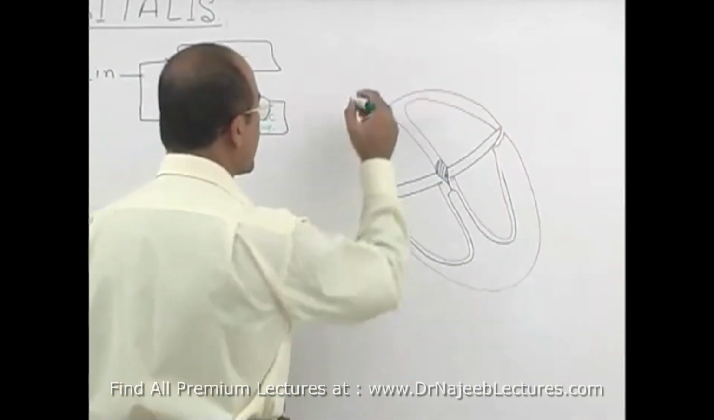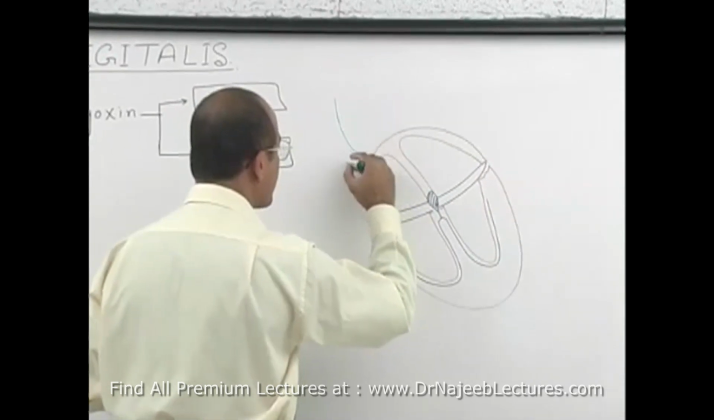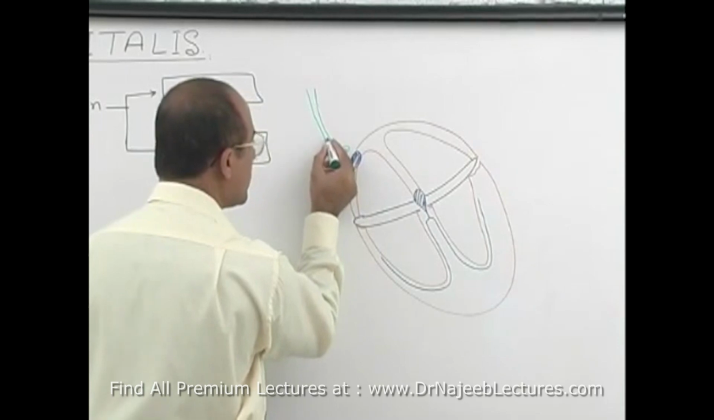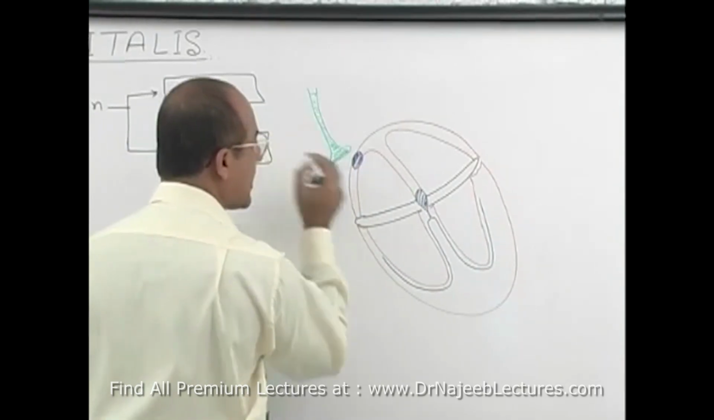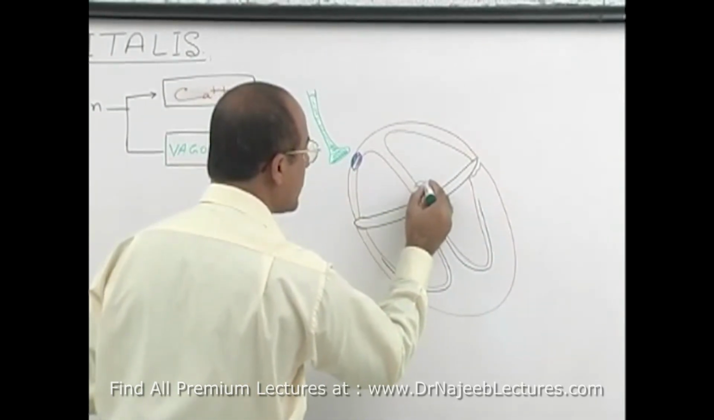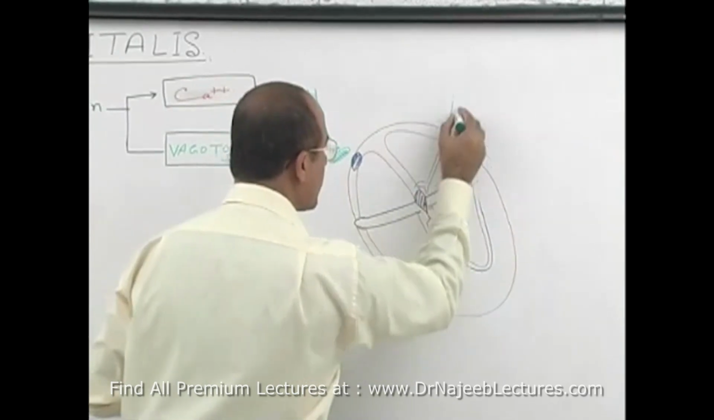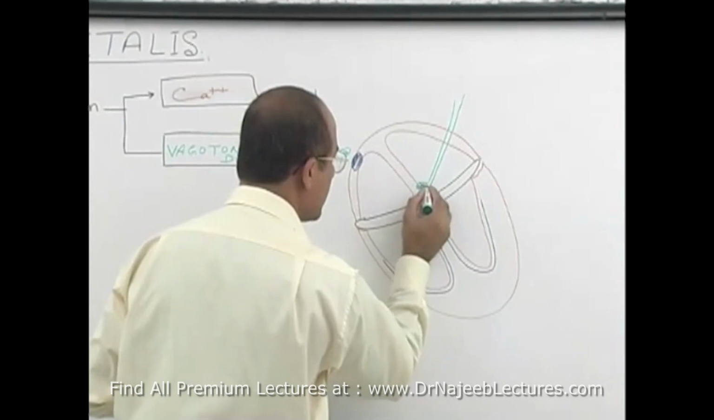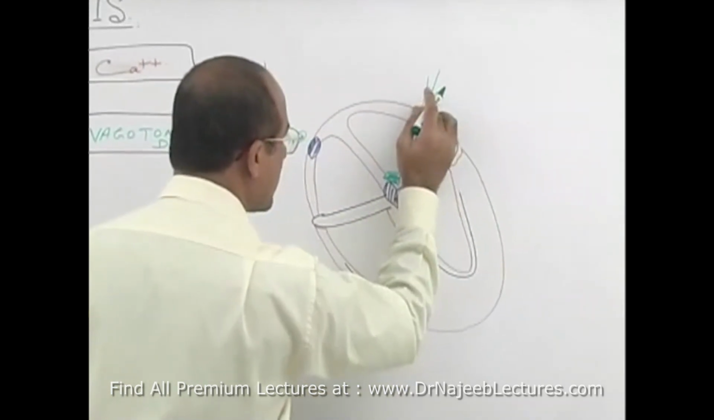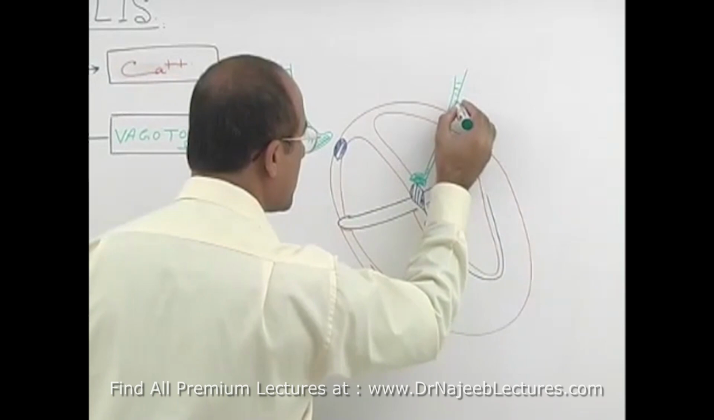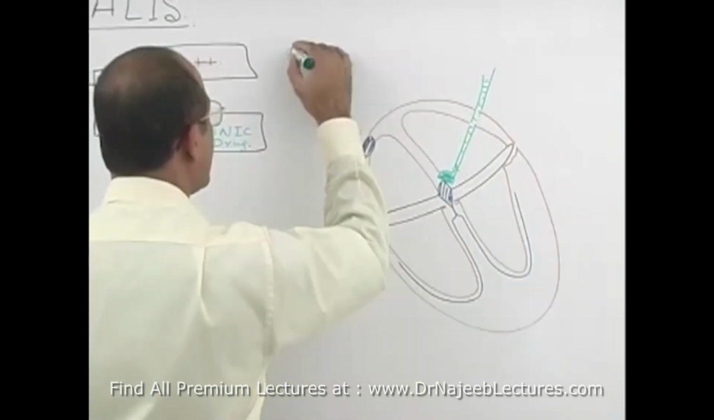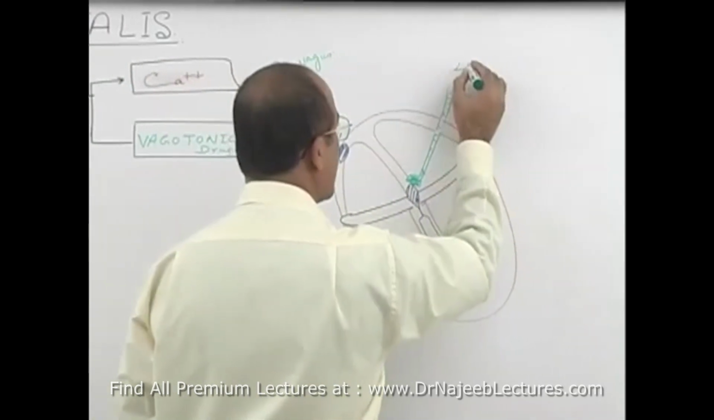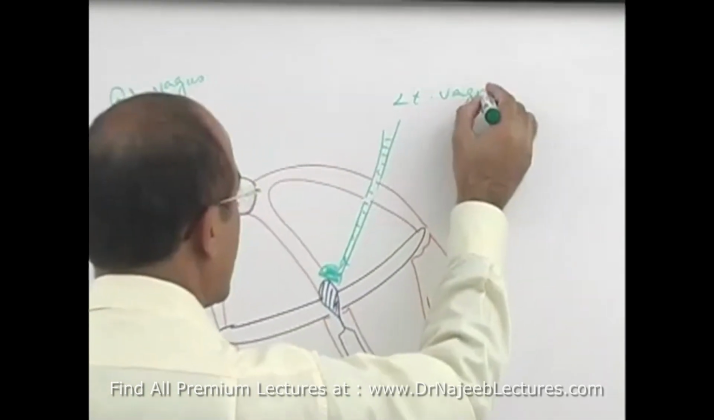You know that the right vagus supplies the SA node, and the left vagus mainly supplies the AV node. A little bit of anatomy here. This is the right vagus, and here is the left vagus.